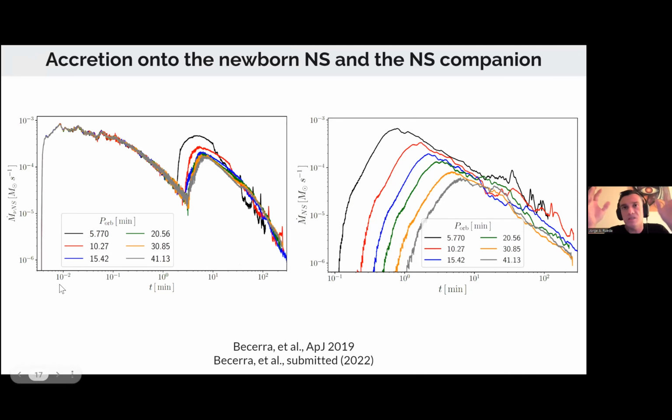If you have a newborn neutron star in a supernova accreting material by fallback, usually what you get is a power law accretion rate, always a power law, okay? But when you have the presence of the binary companion, it takes some matter that would escape and keeps it bound to the system, and eventually this can be captured by the newborn neutron star and form the second peak of fallback accretion. And this is an important point.